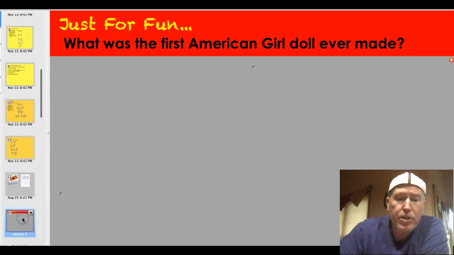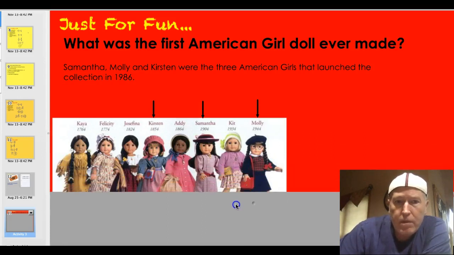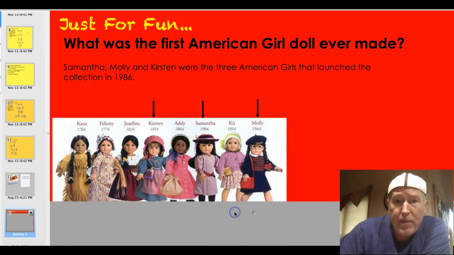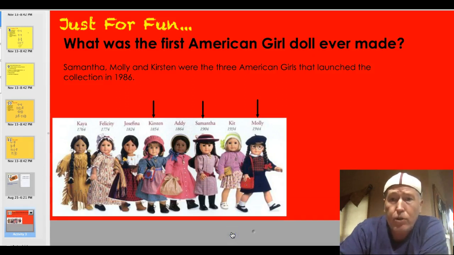All right, the trivia question of the day. What was the first American Girl doll ever made? Well, you might be surprised. There were actually 3 of them. Samantha, Molly, and Kirsten were the first 3 American Girl dolls that launched the collection in 1986. And there they are. I got the little arrows by them.